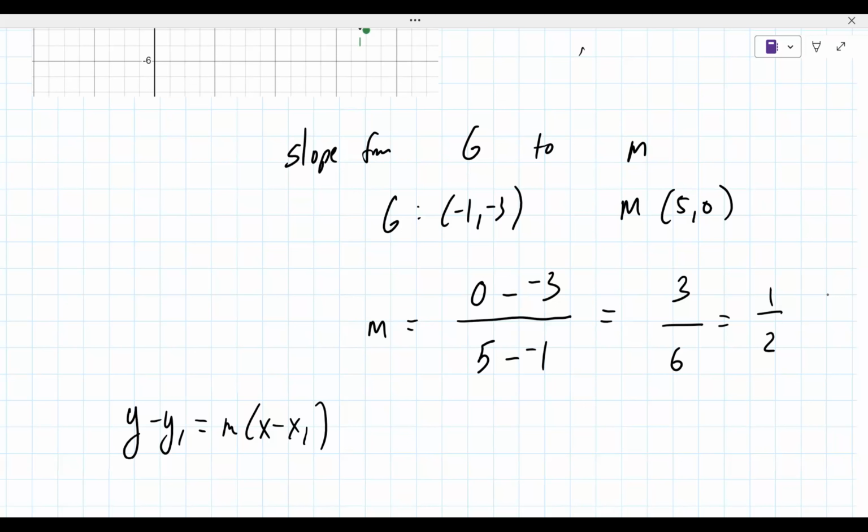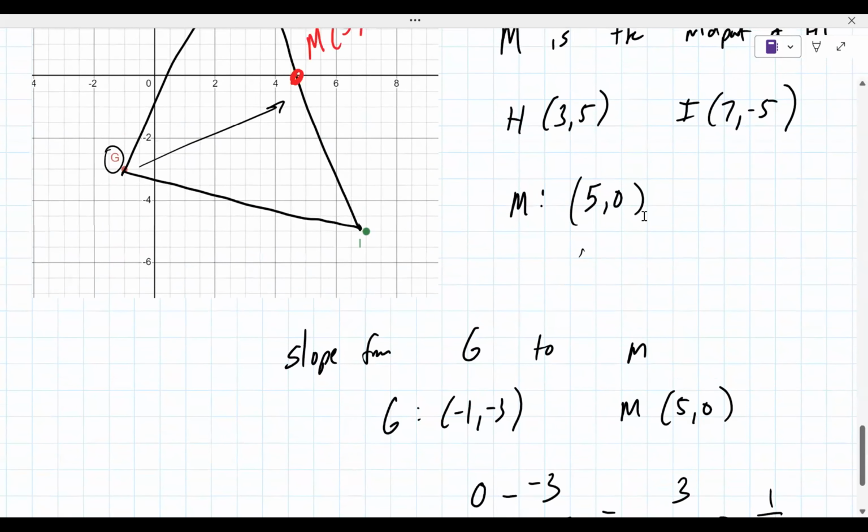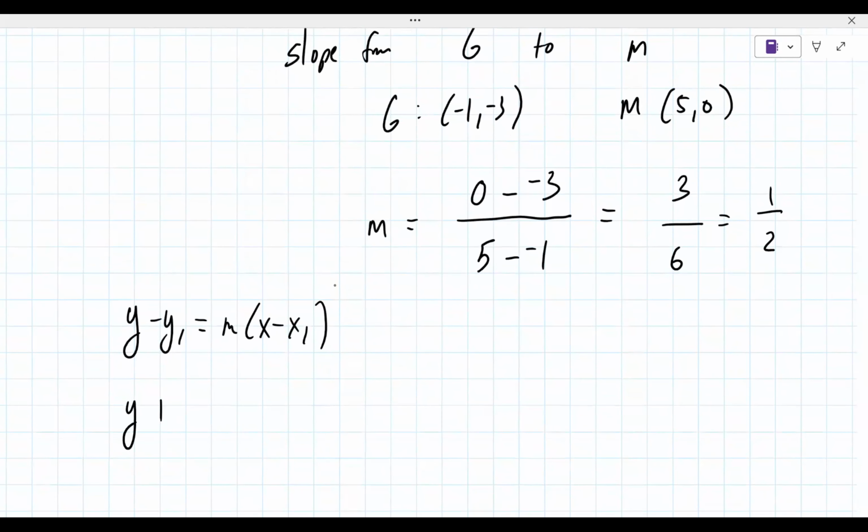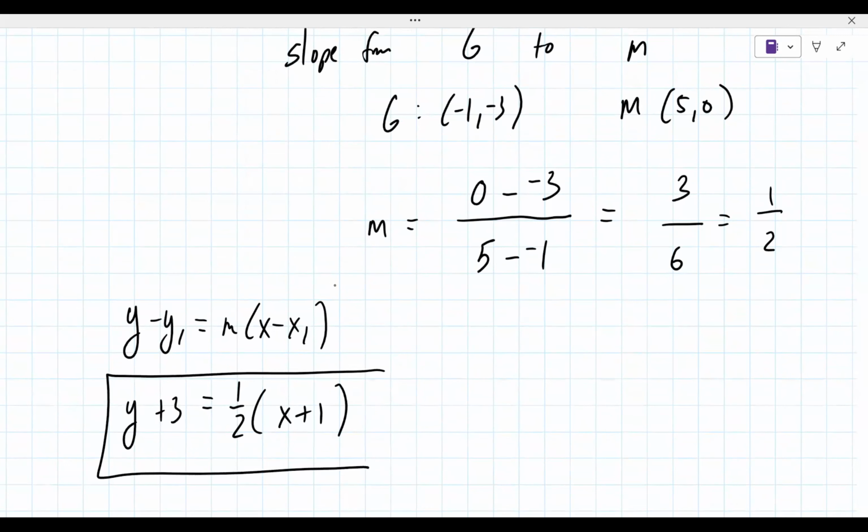So then, wait, I can pick either point, right? Still, either point. The line has to go through either point, G or M. All right, your pick. Y plus 3 equals 1/2 x plus 1. Yes, that's Y plus 3. And good thing you already changed the signs. That's awesome. You got it. Very good.